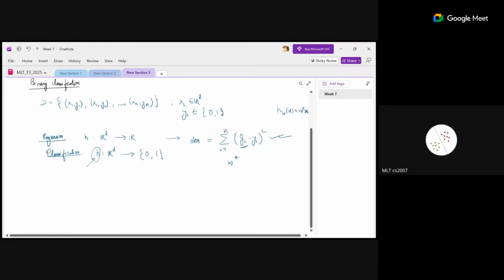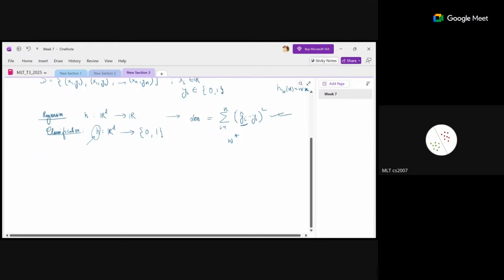But now, if we come back to the classification setup, so we know we want to learn this h. Now, what is the loss in case of classification? First of all, it's a 0-1 loss, right? So in case of classification, the way we define loss is sum over i varying from 1 to n.